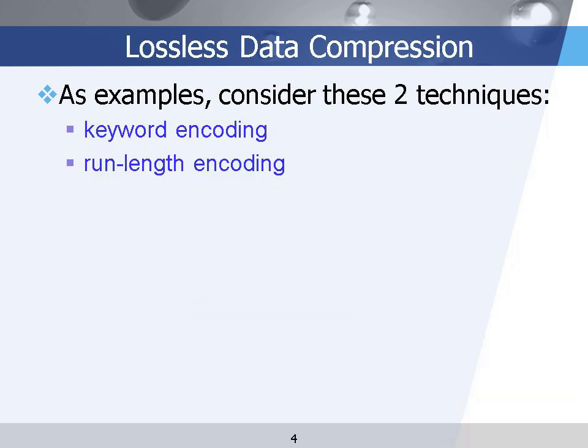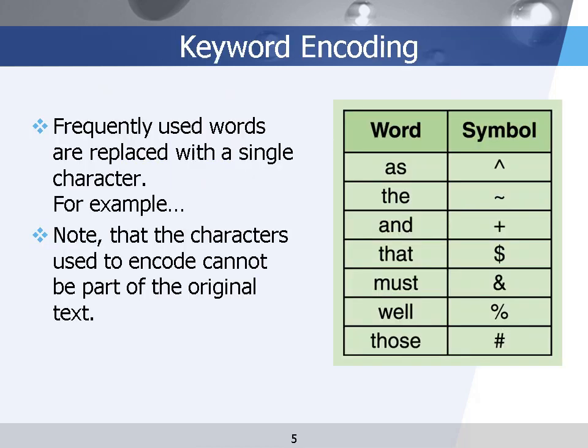So first, let's look at the lossless data compression. There are two examples. The first one is called keyword encoding. The second one is called run-length encoding. Keyword encoding means that if we have some frequently used words, we can use some symbol to replace the word. For example, in this table, we have these words, and these words are frequently used in the text. So we can change them to these symbols, because the symbol only has one character, so it is going to save some space. Note that the characters used to encode cannot be part of the original text. Otherwise, you cannot retrieve the original information.